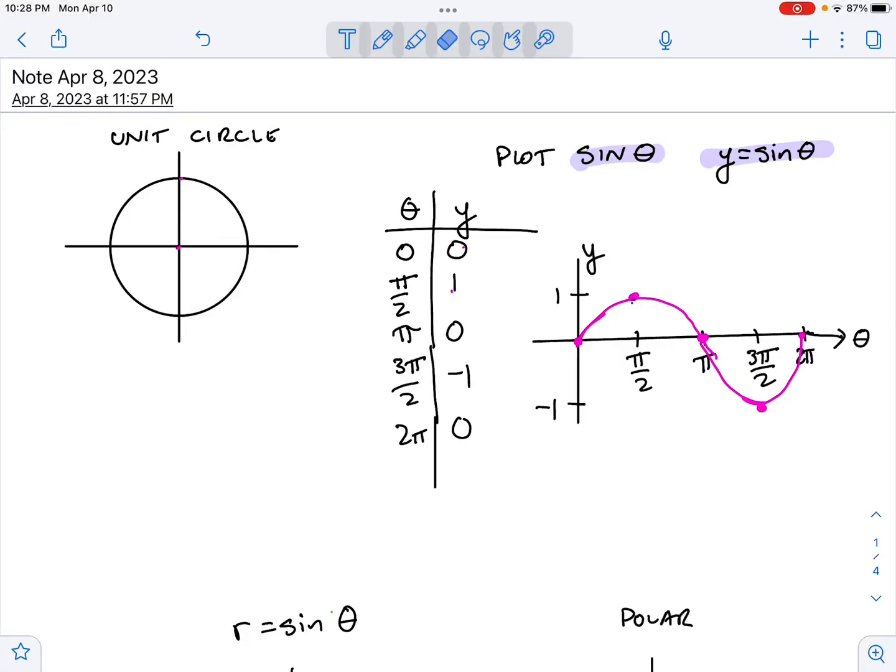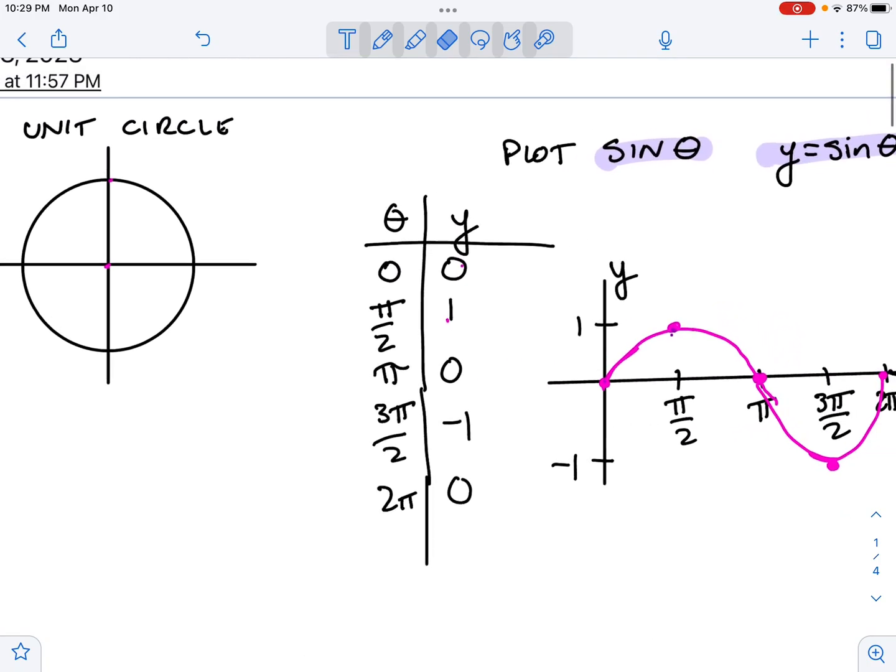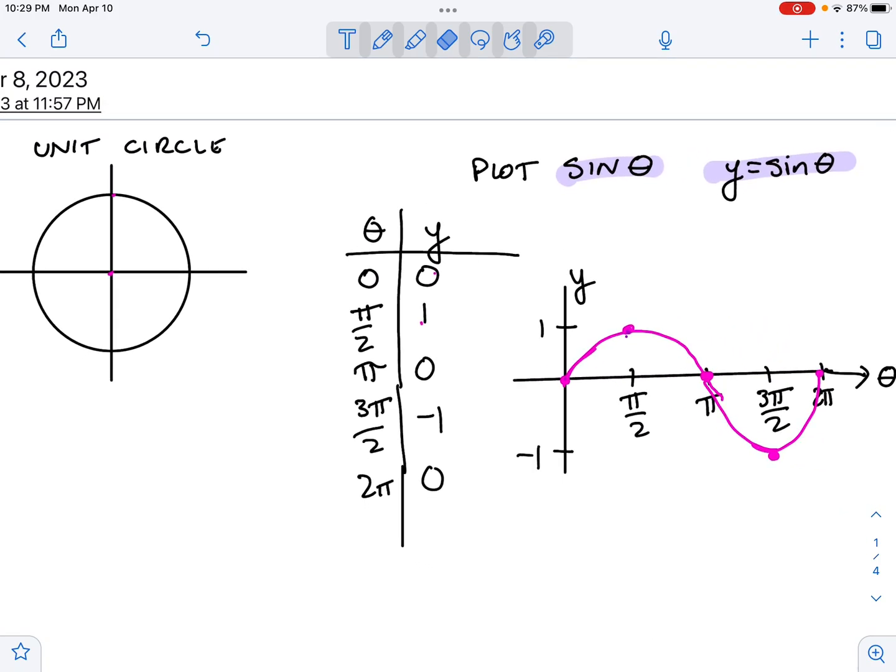Okay, so we're talking about graphing polar coordinates. To start off, let's review something familiar to us, which is plotting a regular sine curve in our Cartesian coordinates.